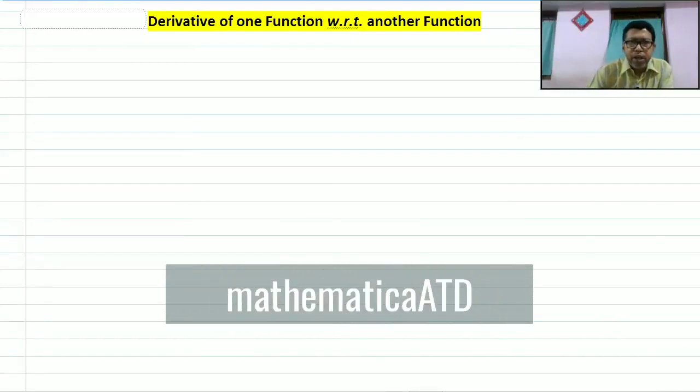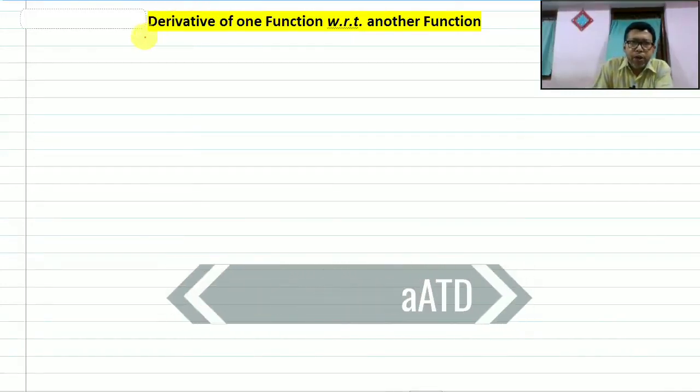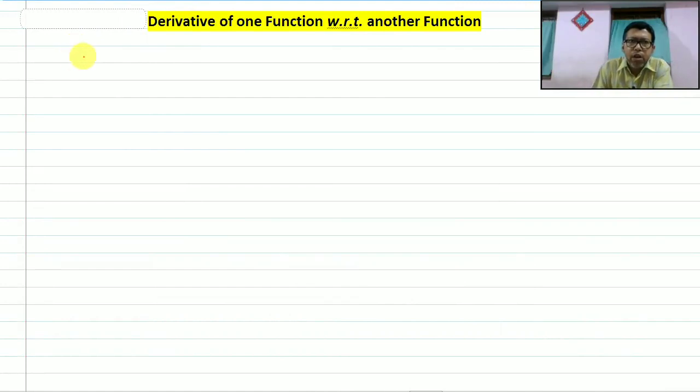Dear students, our topic is derivative of one function with respect to another function. By now you know how to differentiate any function with respect to x. For example, take a trigonometric function, sine of x. Its differentiation with respect to x is written as d/dx of sine of x, and you know this is cos of x.